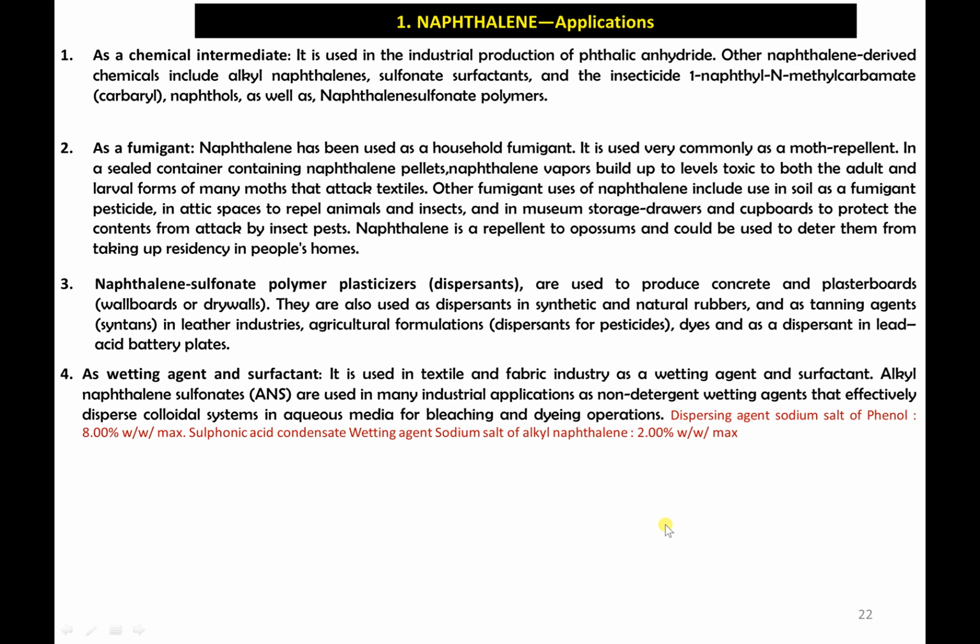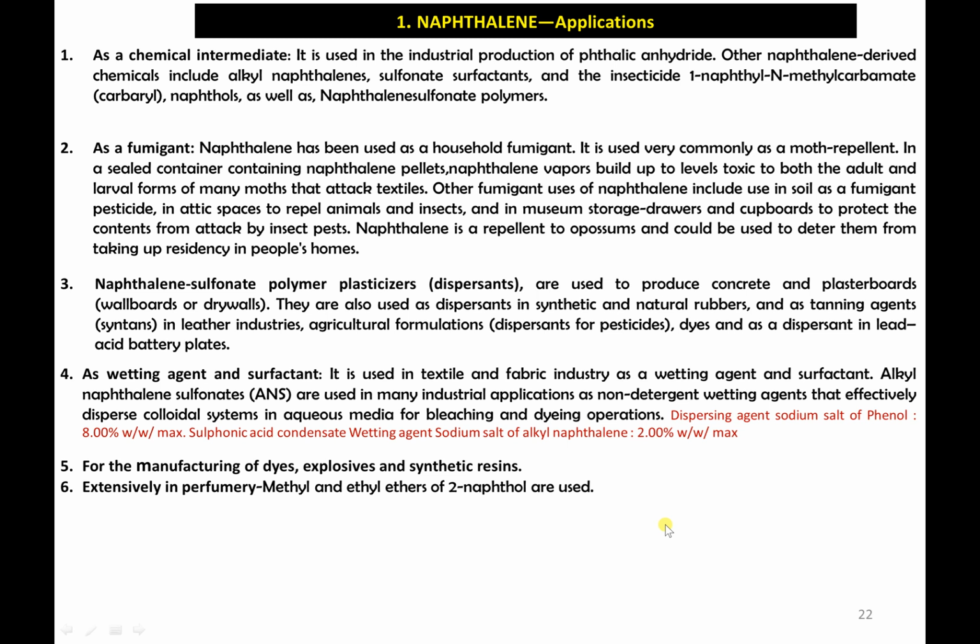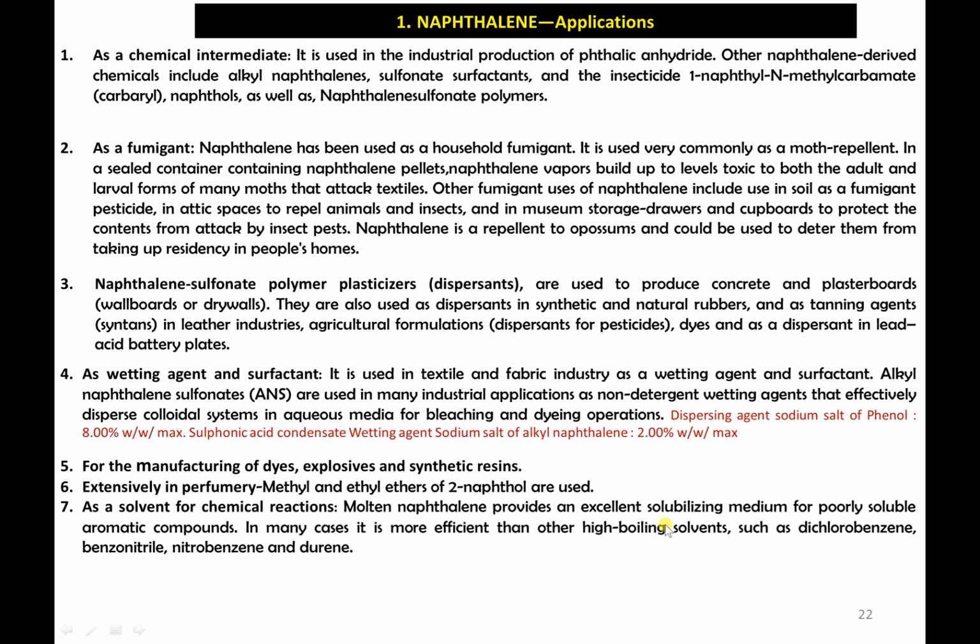They are used as wetting agents and surfactants in the textile and fabric industry as alkyl naphthyl sulfonates, ANS in short form, which are used as non-detergent wetting agents to disperse colloidal systems in aqueous media for bleaching and dyeing operations. It is also used for the manufacture of dyes, explosives, and synthetic agents, and particularly in the perfumery industry. The methyl and ethyl ethers of 2-naphthol are called nerolines. They used to be used in the perfumery industry.